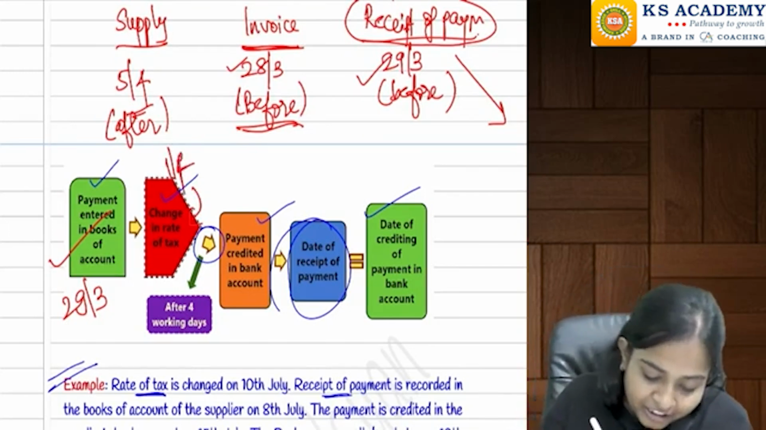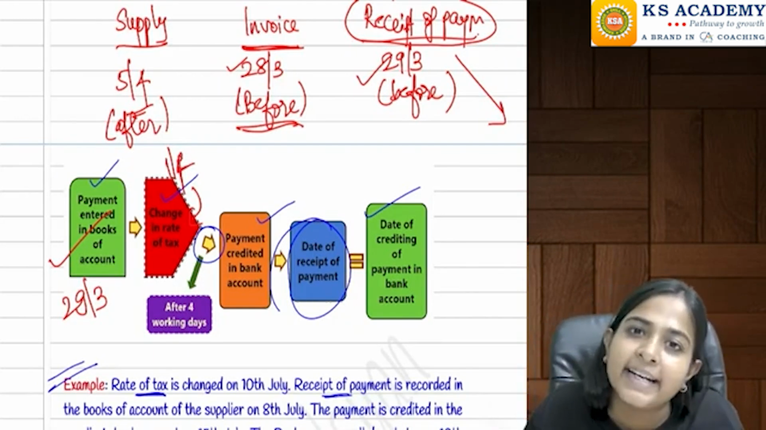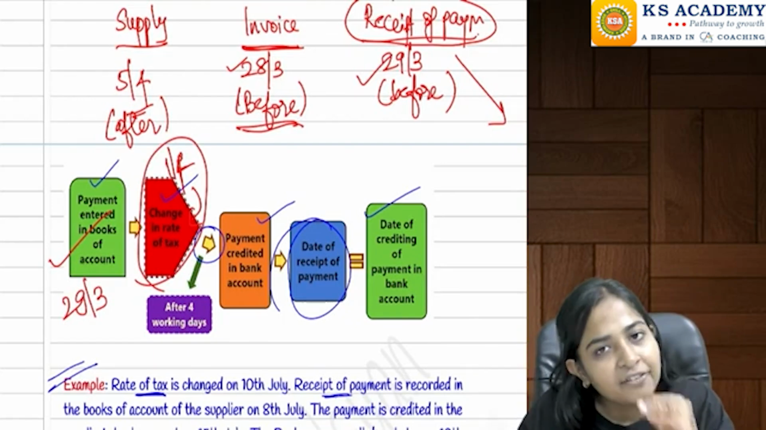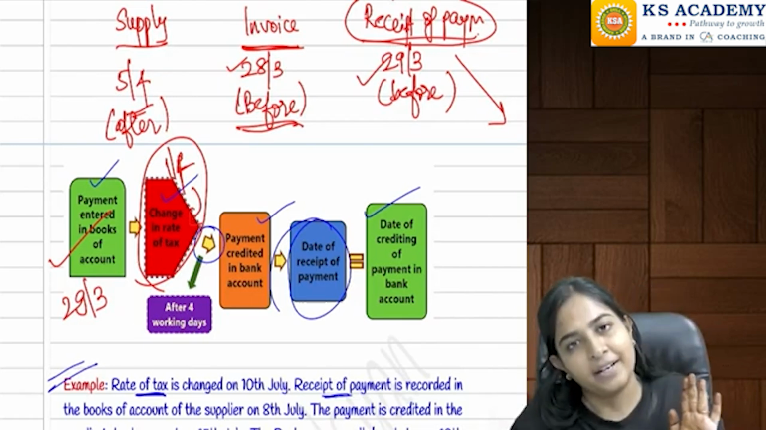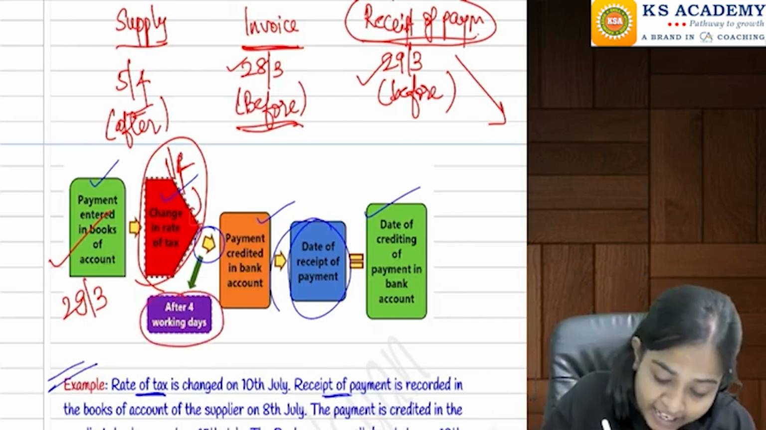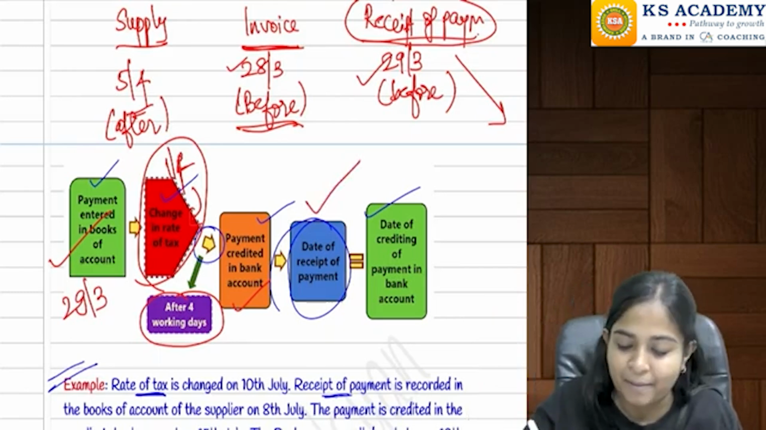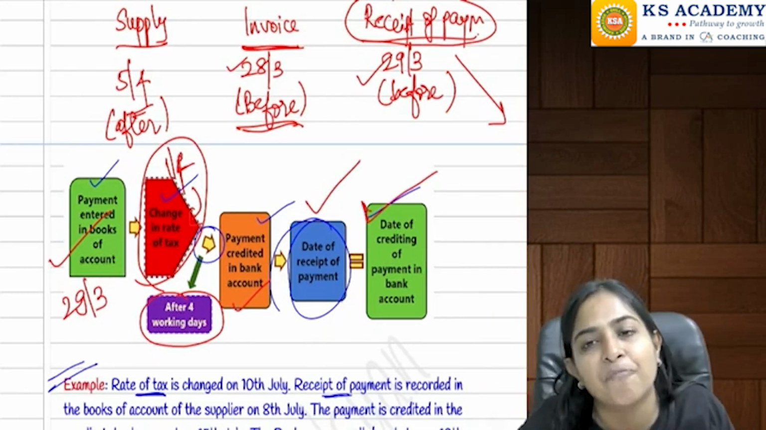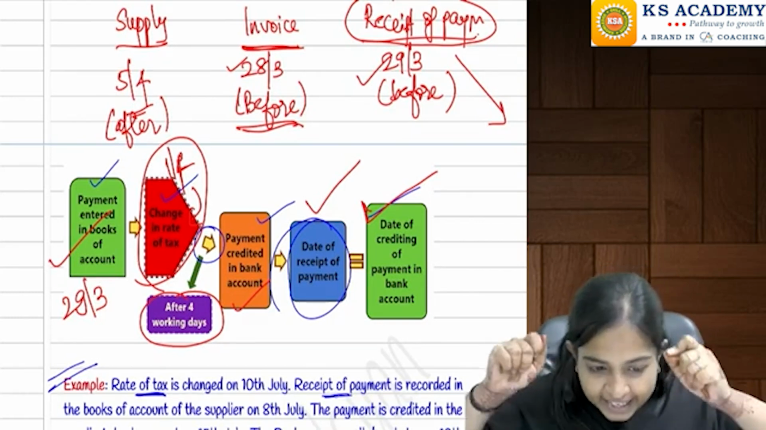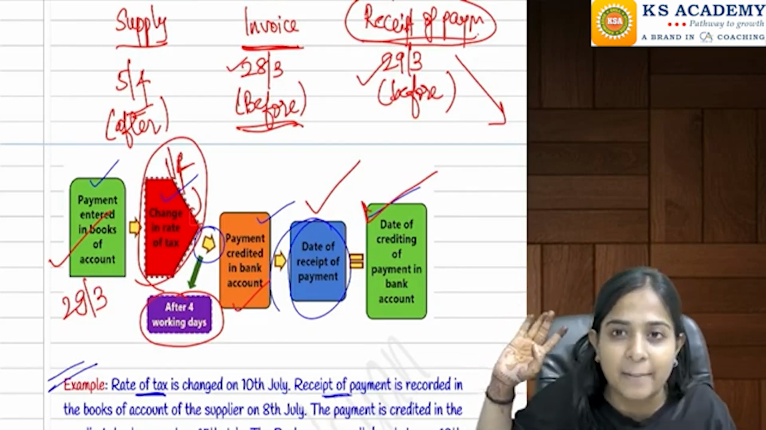From that day, if the check is credited in your bank account within 4 working days from the change of tax rate, then you are genuine. Then let's keep the receipt of payment definition same as before. But if the payment is credited in the bank account after 4 working days, then receipt of payment is equal to the date of crediting of payment in the bank account. Means as soon as the rate changed, if the money is getting credited in your bank account within 4 days, you are genuine. Old definition, that is whichever is earlier, will be applicable.